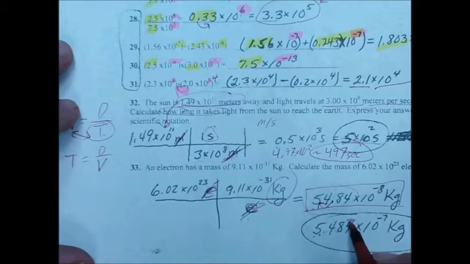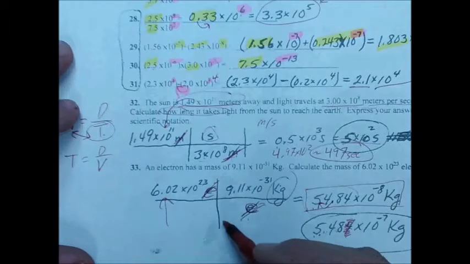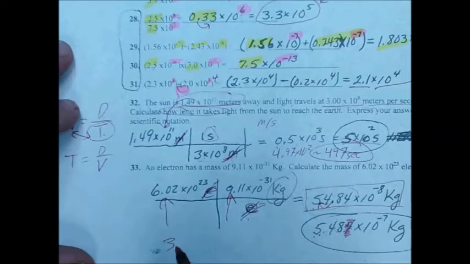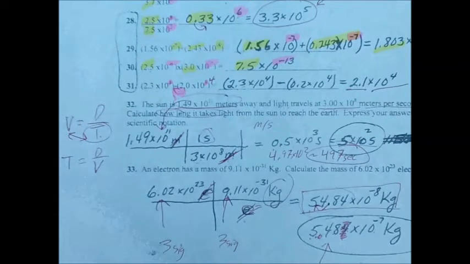Also, what we should do is get rid of that last significant figure, because how many significant figures do we have here and here? Well, we have 3 sig figs and 3 sig figs. So our answer should have 3 sig figs. So 5.48 times 10 to the negative 7 kilograms.